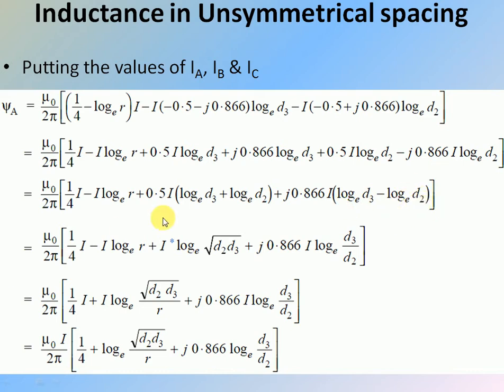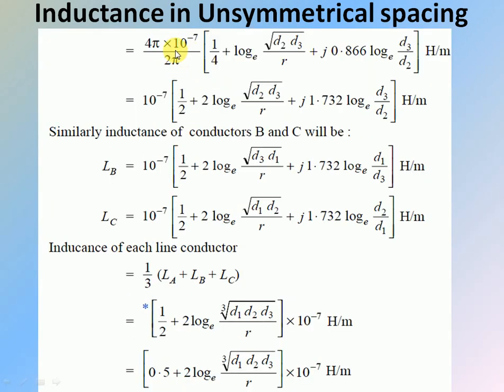This 0.5 into natural log of D3 plus natural log of D2 can be written as natural log of square root of D2 D3. Similarly here also, natural log of D3 minus natural log of D2 can be written as natural log of D3 by D2. These are the basic logarithmic operations which you have studied in your school classes. Then we will be taking current I common from this relation and we will be getting the relation like this. We can get the value of inductance by simply dividing this relation by the current.